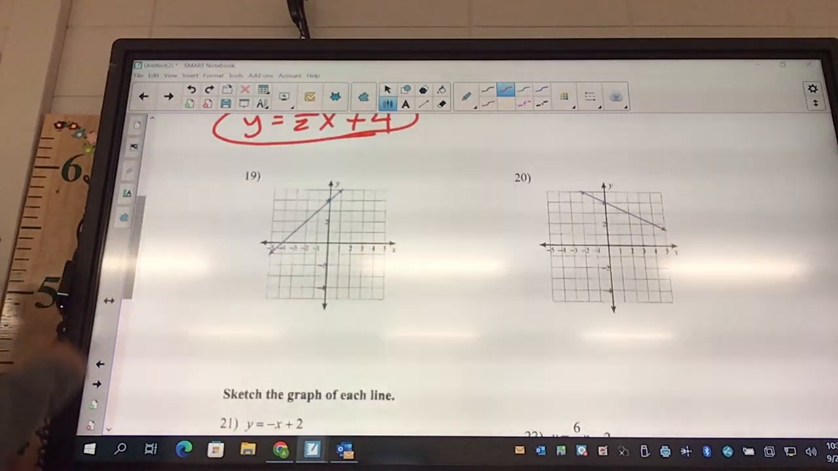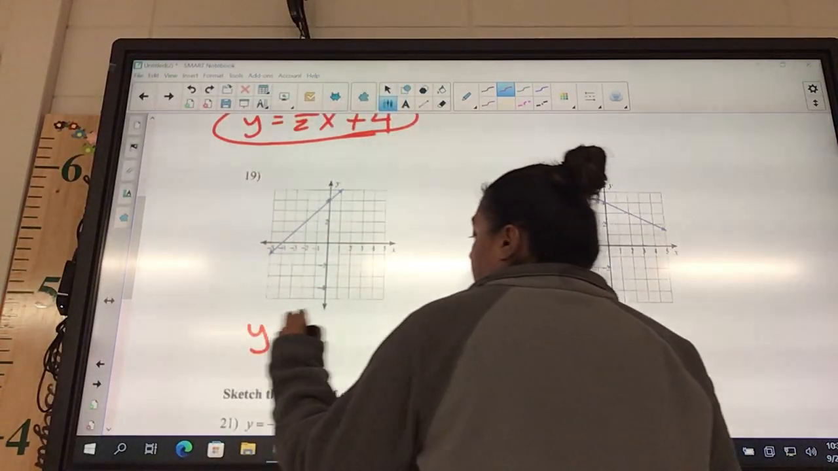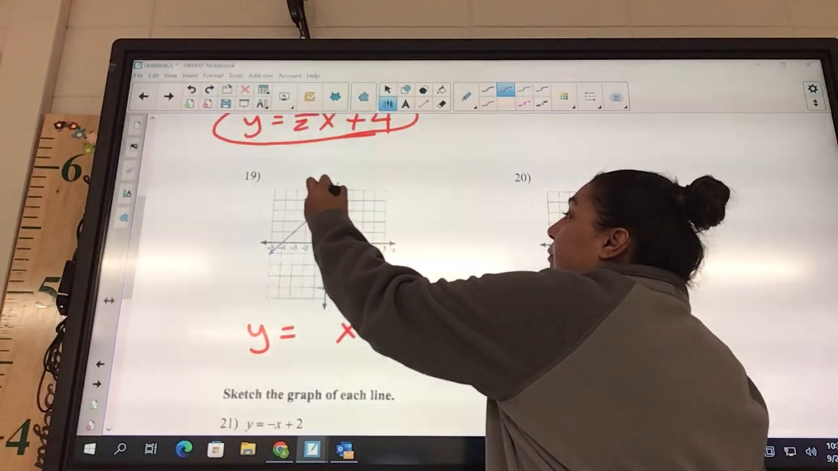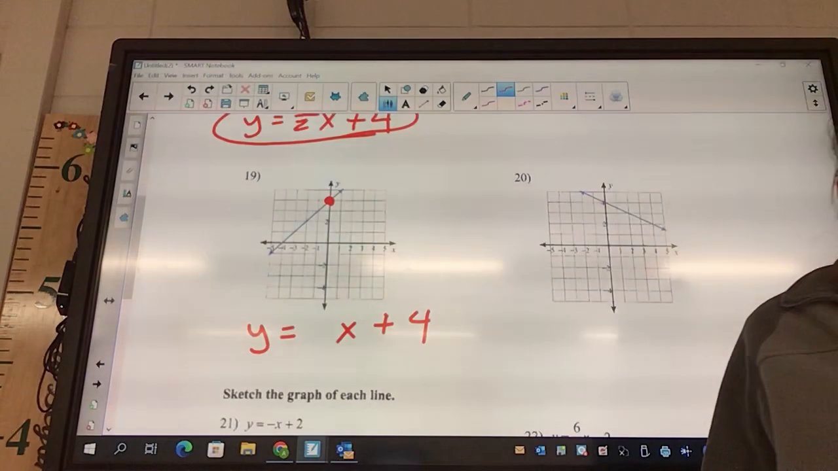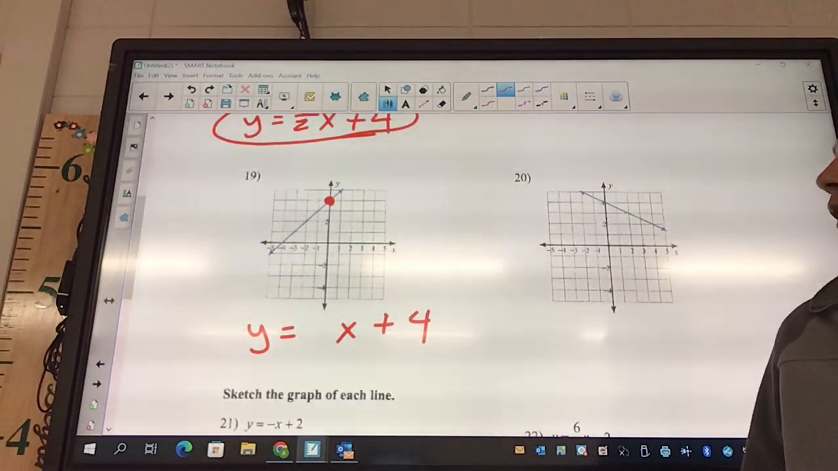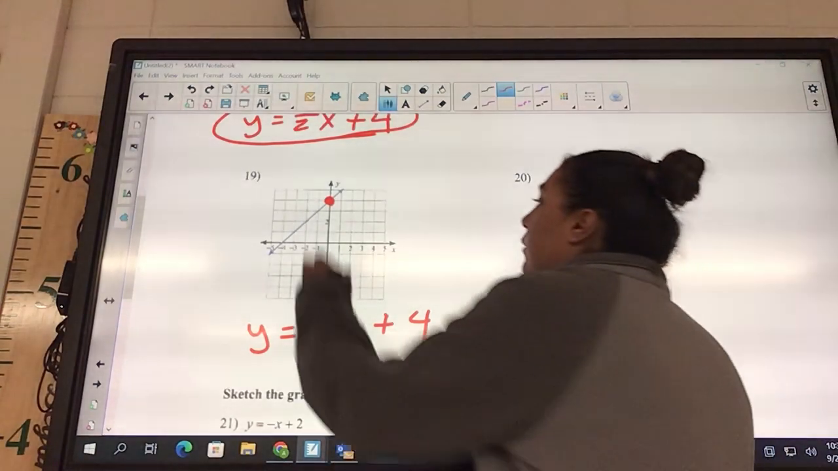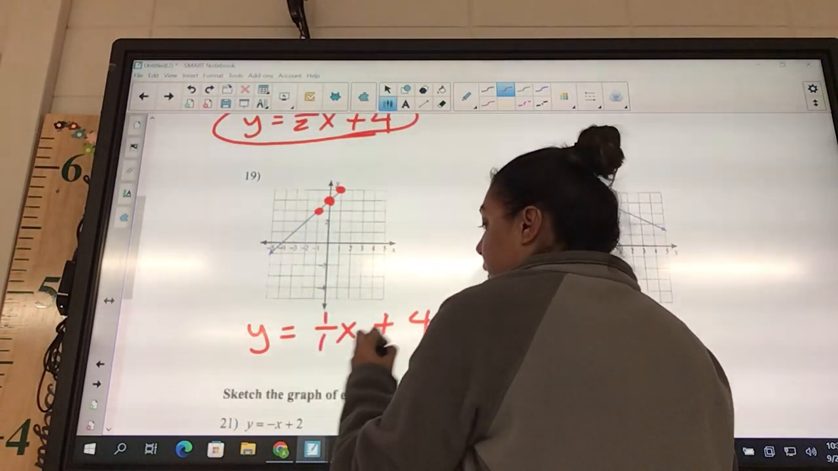Okay, same thing. What do we find first? The number on the y line, and that's at 4. Okay, then what? The next close point. Okay, where is that? Up 1 over 1 or down 1 over 1? Is this positive slope or negative slope? Positive. It's positive, good.